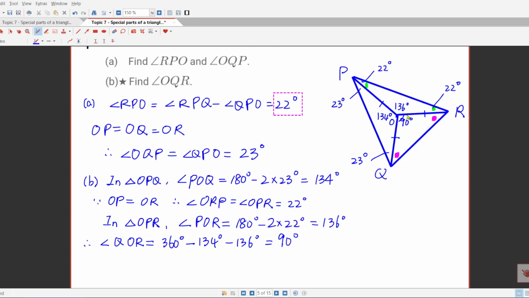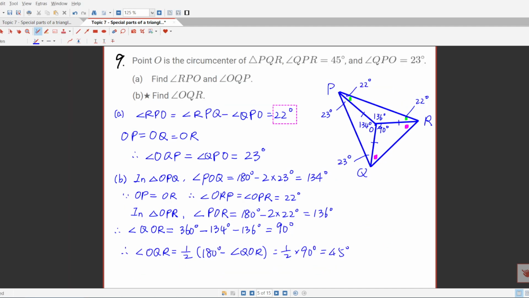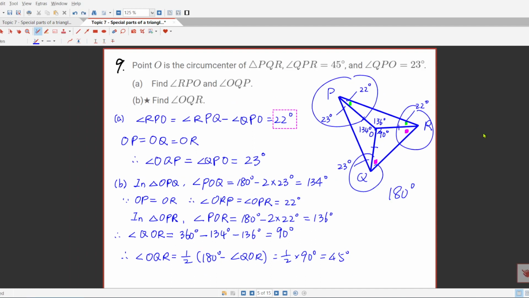And then we can consider this triangle. So each of these angles is just (180 minus 90) over 2, right? Did you get it? Okay, therefore we can conclude angle OQR equals 1/2 of (180 degrees minus angle QOR), which is 1/2 of 90 degrees, which is 45 degrees, right? Yes? Okay.